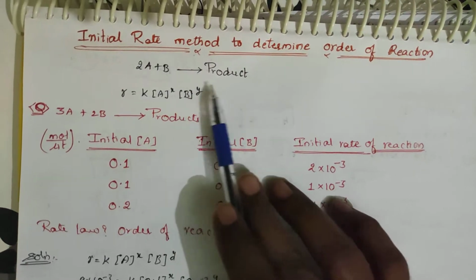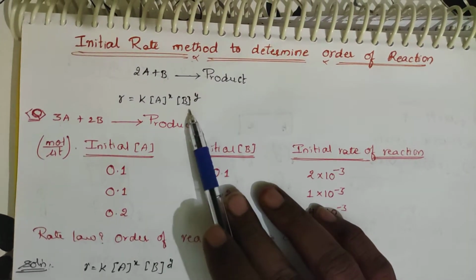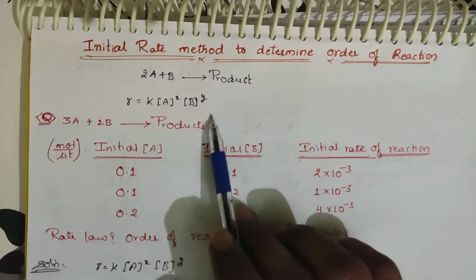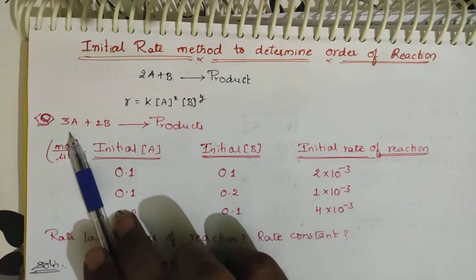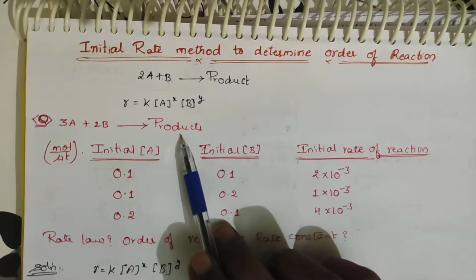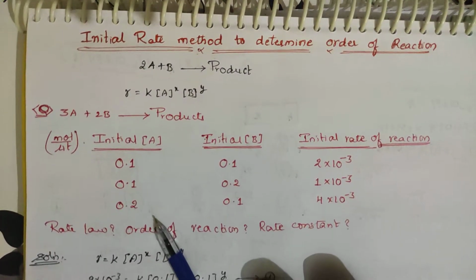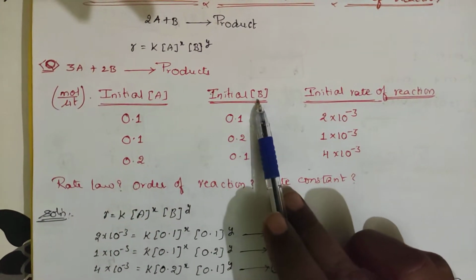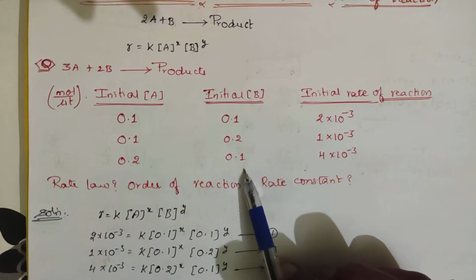2A plus B forms product. These are all the same things you did in the previous lecture. Rate you can write as k A power x B power y. I am taking a reaction 3A plus 2B forming product. Initial concentration of A in moles per liter is 0.1, 0.1, 0.2. Initial concentration of B is 0.1, 0.2, 0.1.